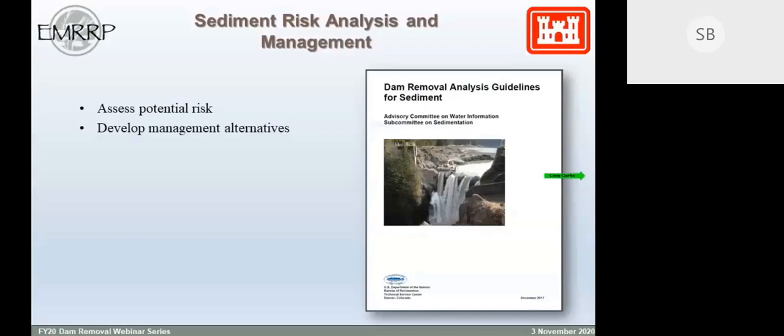There's a set of guidelines that have been developed for assessing the risk associated with sediment and determining appropriate management alternatives. These guidelines were developed through the Subcommittee on Sedimentation by our friends at the Bureau of Reclamation, and those include Jennifer Boundary, who took part in last week's webinar, and also her colleague, Dr. Tim Randall. We're going to walk through this framework that's provided by the guidelines.